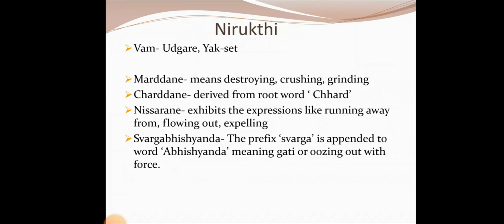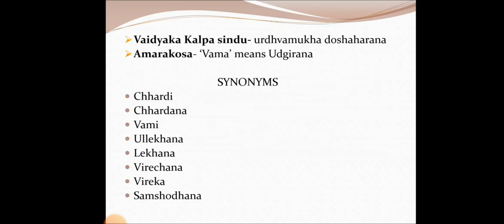Also, next slide, please. In Vaidyaka Kalpa Sindhu, it is mentioned as Urdhva Mukha Dosha Harana. And in Amara Kosha, Vama means Udgirana. These are the Niruktis: Mardane, Chardane, Nissarane, Swargabhishyanda. And Urdhva Mukha Dosha Harana is mentioned by Vaidyaka Kalpa Sindhu. In Amara Kosha, Vama means Udgirana.